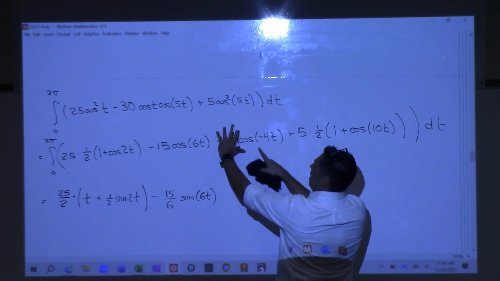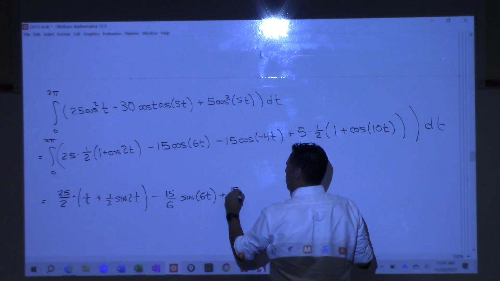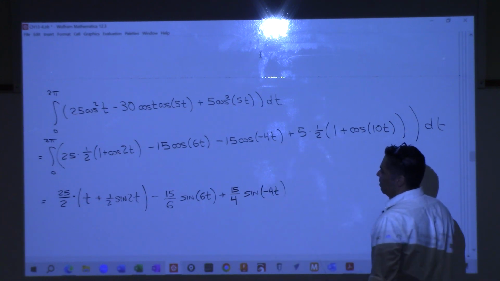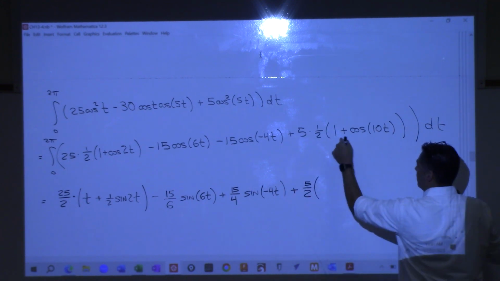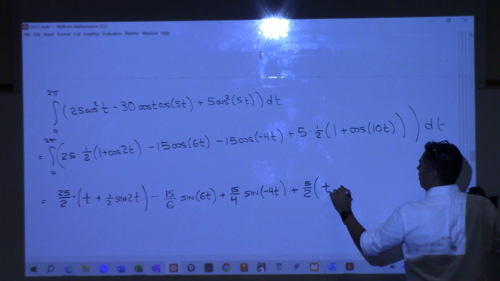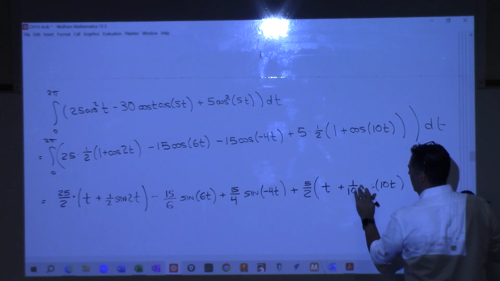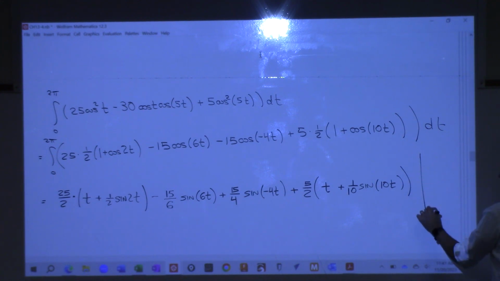And then for this one, the antiderivative of that, if I keep the negative here, which I will, I'll get negative 1/4 out front, sine negative 4t. So that'll become a positive 15 over 4 sine of negative 4t. And then, let's see, plus 5 over 2, and then the antiderivative of each of those, so t plus 1/10 sine of 10t, all of that, right? All from 0 to 2 pi.